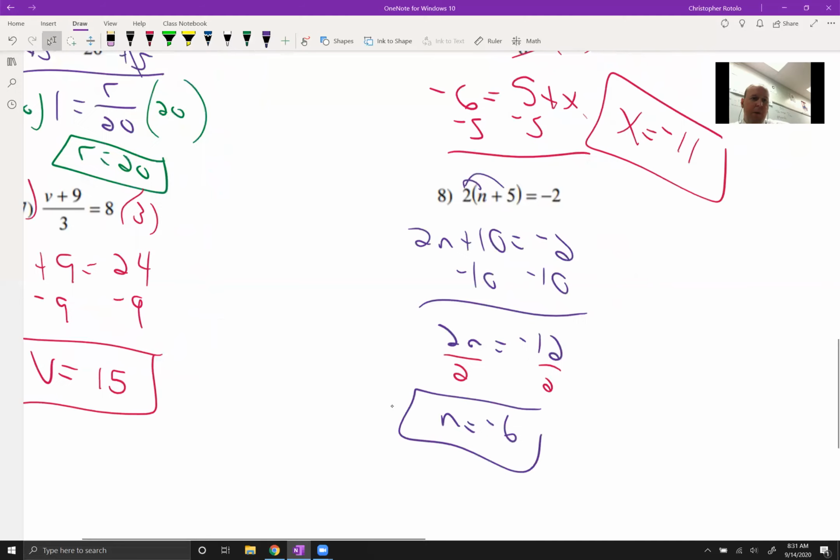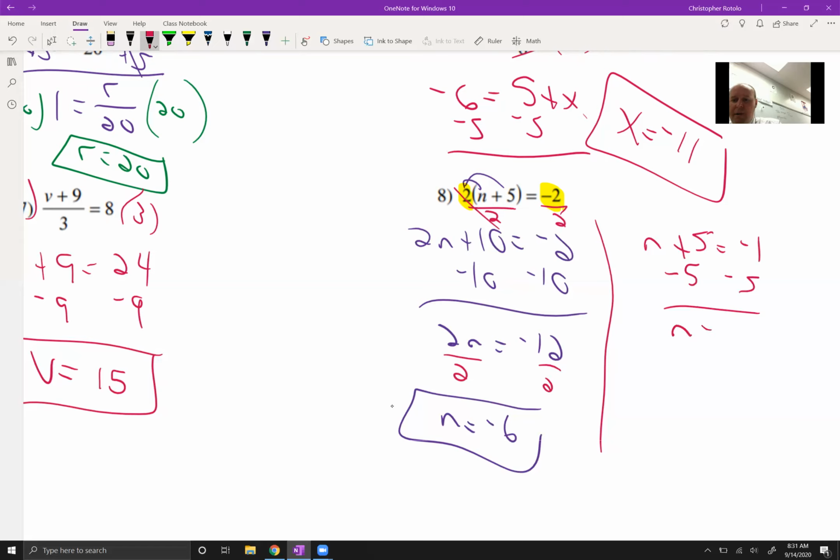All right, now what I want you to do is take a look at this problem and realize what's going on. Instead of distributing here, your other option is to start looking at when this is divisible, right? Would this work? Is negative 2 divisible by 2? Absolutely. So if I go to this, now I have n plus 5 equals negative 1. We're trying to make your problem solving more efficient. And now we're going to subtract 5, and look where we're at. N equals negative 6. Your call.